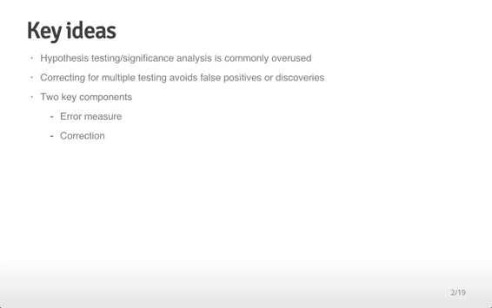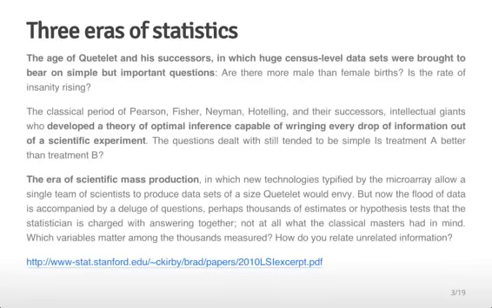There are two key components to multiple testing corrections. First, a definition of an error measure that you would like to control, and then a definition of a correction, or a statistical method, that's used to control that error measure.